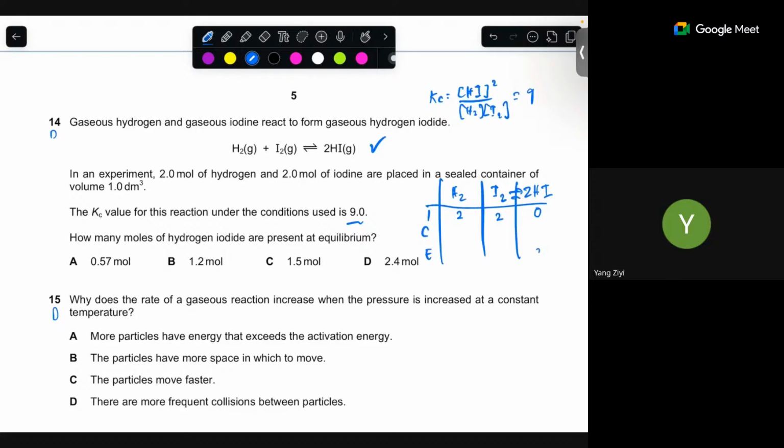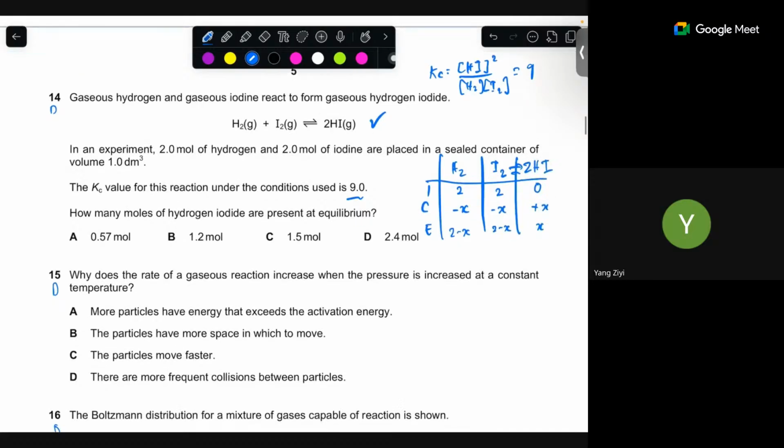Now, at equilibrium, let's say I put X over there. So here is plus X, and this one is minus X, minus X. So this will be 2 minus X, 2 minus X. So 9 equals HI, which is X, to the power of 2, over 2 minus X, 2 minus X. And then we need to find the X value. I think it's becoming like a maths equation now.